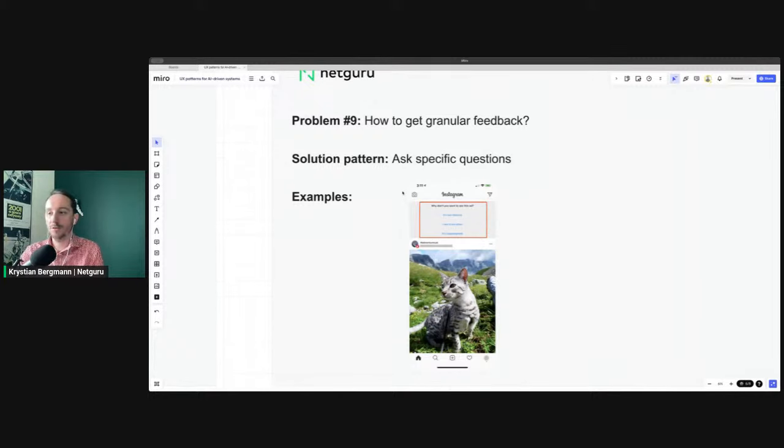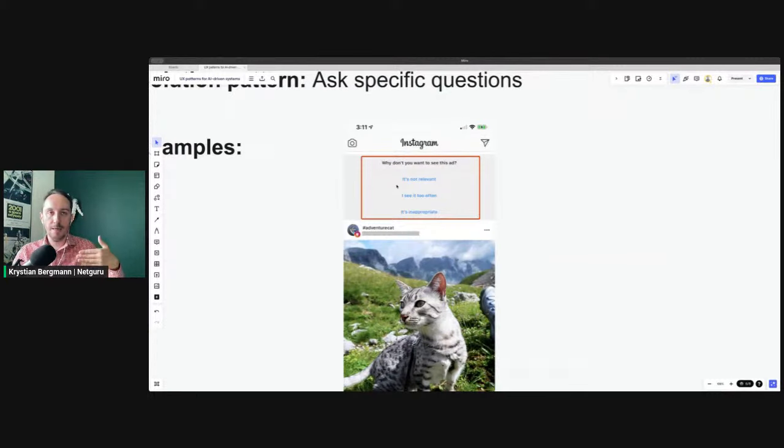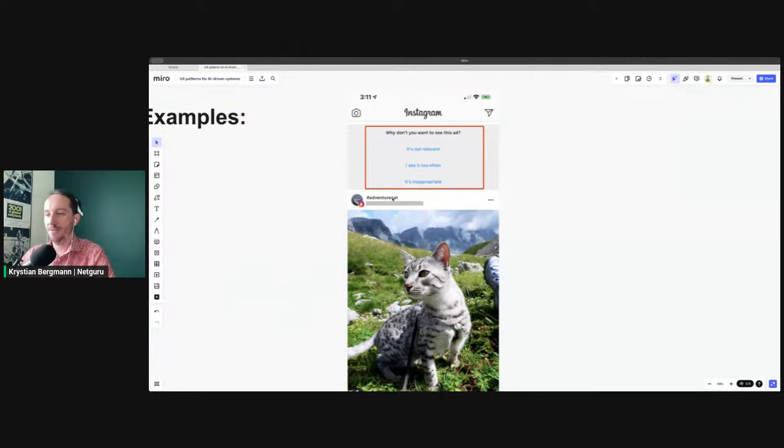So the problem that we are trying to solve, and this is also very applicable to generative AI systems, is why we did that and what do you think about it. But don't give us only yes and no feedback, but try to make it more granular, more contextualized, right? This is about some cat advertisement. So there is literally the question where probably the user chose that he or she doesn't want to see this advertisement anymore.